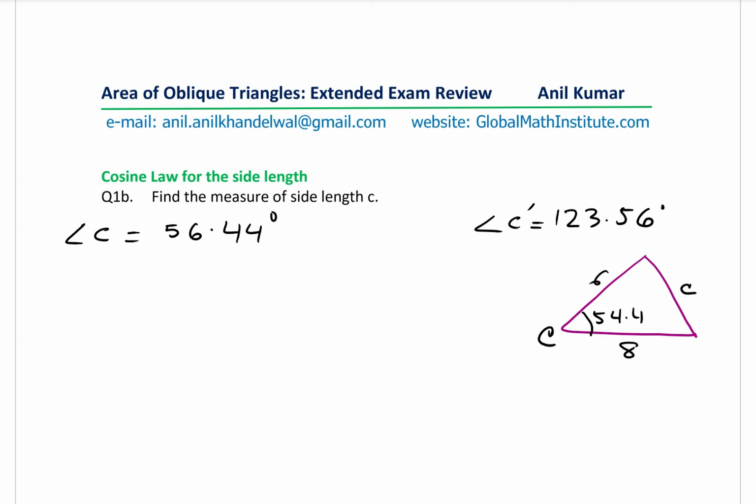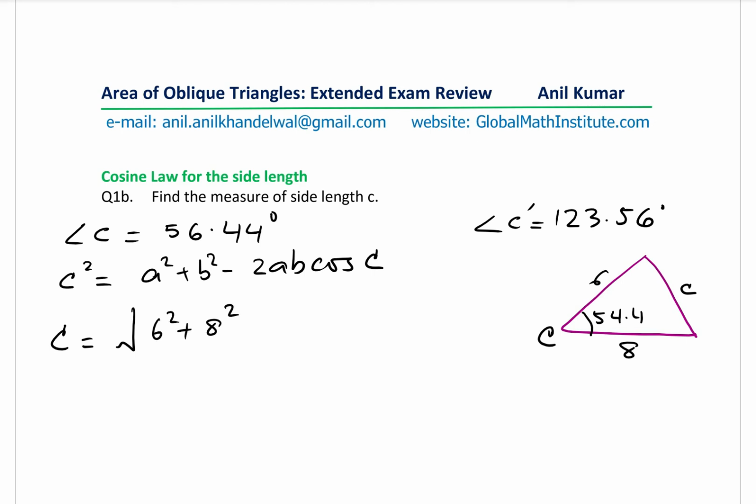So C squared is equal to A square plus B square minus 2AB cos of C. So from here we can find C. So the length C is square root of, side lengths are 6 square plus 8 square minus 2 times 6 times 8 times cos of 56.44.